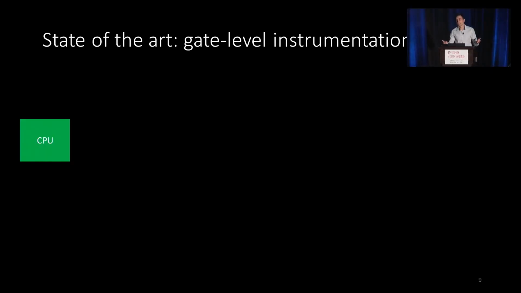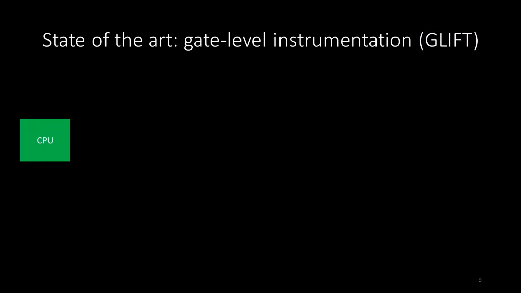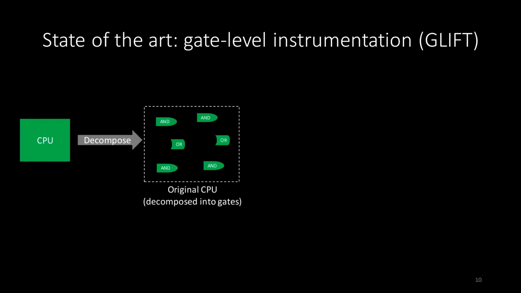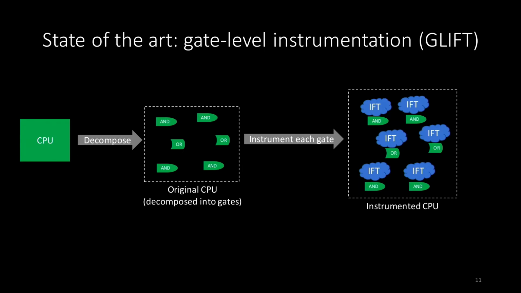Actually, there is already one mechanism that supports dynamic information flow tracking for hardware. It operates at gate level. It's called GLIFT. What does it mean, operating at gate level? It means that you take a design, a CPU for example, and you break it down into very, very small elements. So AND gates, OR gates, flip-flops, and latches. GLIFT takes every one of these very small elements, very many elements, but very small, and adds some information flow tracking logic around it to track information flows through each of them. This is how it works.